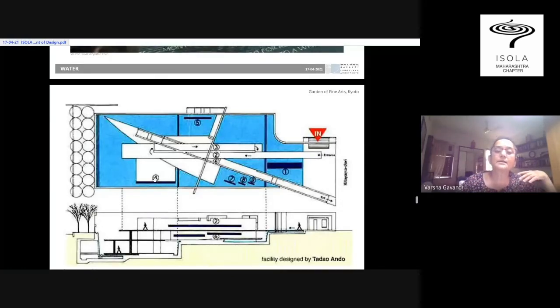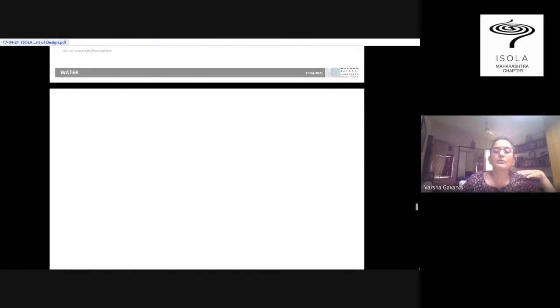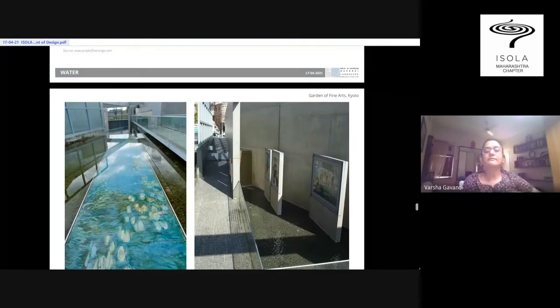The entire site is a linear site, and the entire site is a shallow water body at different levels. And there is a ramp that takes you to these different levels. And while you are moving, you encounter these paintings. So what is unique about this particular project is that water here, for example, on the left-hand side, the painting of the water lily is below water.